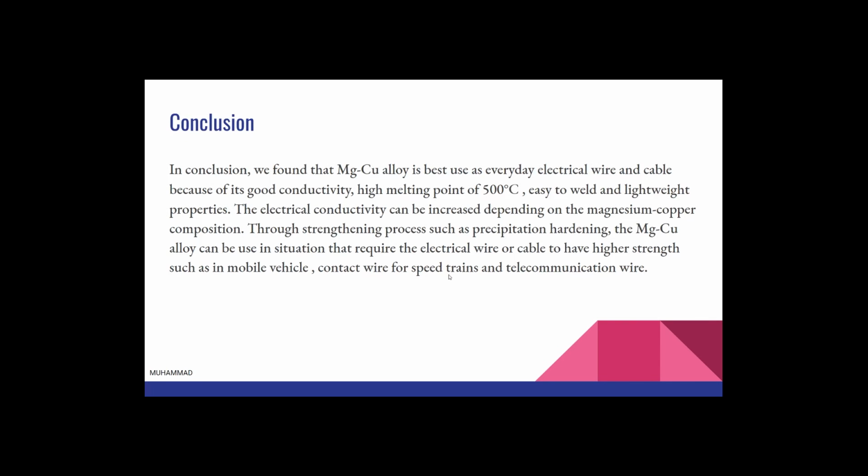So in conclusion, we found that MgCu alloy is best used as everyday electrical wire because of its good conductivity, high melting point of 500 degrees Celsius, easy welding, and lightweight properties. The electrical conductivity can be increased depending on the magnesium copper composition. However, through strengthening processes such as precipitation hardening, the MgCu alloy can be used in situations that require the electrical wire or cable to have higher strength, such as in mobile vehicles, contact wire for high-speed trains, and telecommunication wire as discussed before.